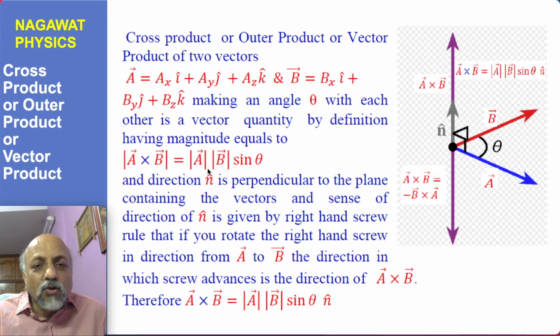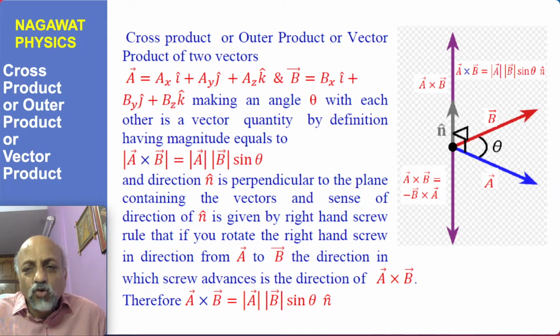But that gives you only the magnitude of vector A cross B. Now you have to define the direction of A cross B. That is also given by definition chosen, and since we work with right-handed systems only, the direction of A cross B is appropriately chosen based on the right-handed system of Cartesian space.